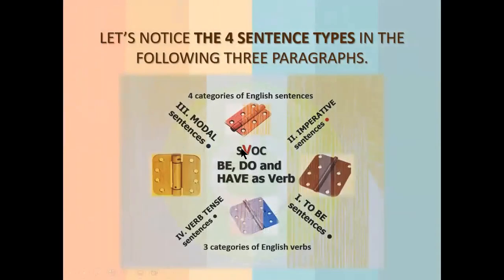Now, let's remember this encouraging situation of entering English. What did we say? We said this is the door of entering English. This is the door of learning English, or the door to start learning English. Let's notice the four sentence types in the following three paragraphs, from this page on. Let's remember them once more: to be sentences, imperative sentences, modal sentences, verb tense sentences, and three categories as be, do, and have together. We should focus on all of them.